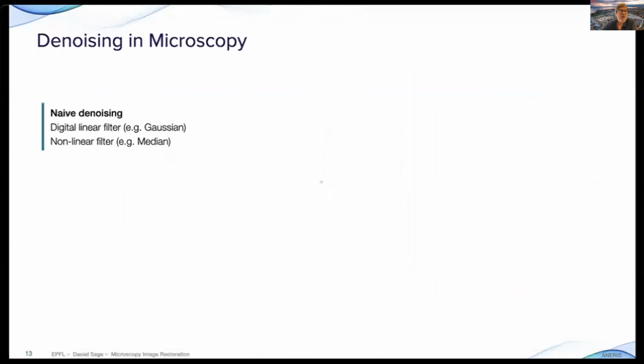So if you try to think about denoising, most of you probably think about a Gaussian filter or maybe a median filter. The median filter is a nonlinear filter, because these tools exist in every software. So that's the first thing that you can do. But it's a completely naive approach, because you have to set up something and you do not consider any kind of model of the noise behind that.